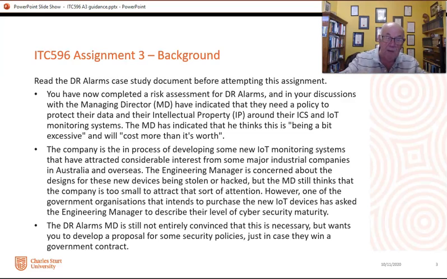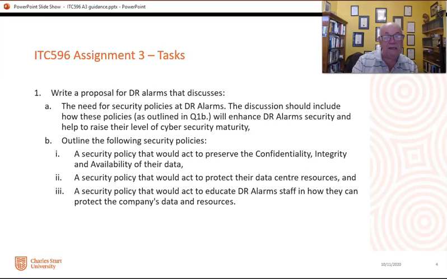So now you've got to develop a proposal for some policies just in case they win themselves a government contract. So, okay, your task. Again, a two-part task. First part is to write a proposal for security policies. So this should include how these policies, which will be in the second part, will enhance the security of DR Alarms and help to raise their level of cybersecurity maturity. So that's what you've got to talk about. How these policies are going to enhance their security and help to raise their level of maturity.